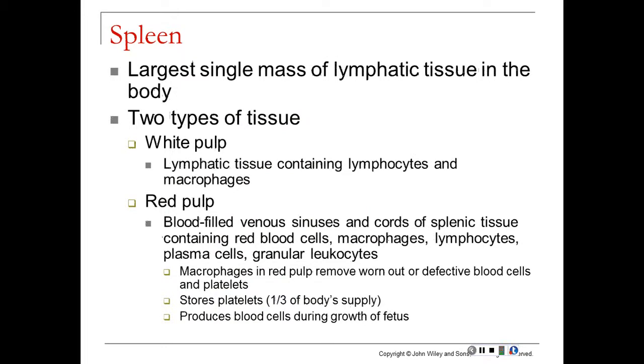So let's talk about the spleen, which is the largest mass of lymphatic tissue in the body. There's two types of tissue within the spleen. There's white pulp and red pulp. White pulp is where the lymphatic tissue contains those white blood cells, those lymphocytes, and macrophages. The red pulp is blood-filled venous sinuses and cords of splenic tissue that contain red blood cells, macrophages, lymphocytes, plasma cells, and granular leukocytes. This is where macrophages in the red pulp remove worn out or defective blood cells and platelets. It also stores about a third of the body's supply of platelets. It also serves to produce blood cells during fetal growth.